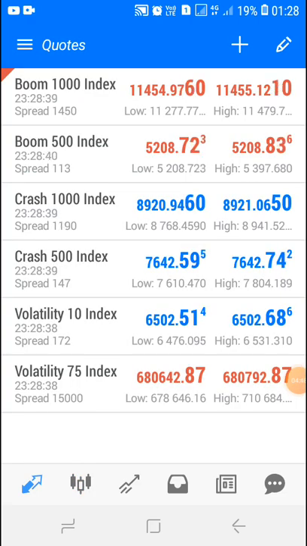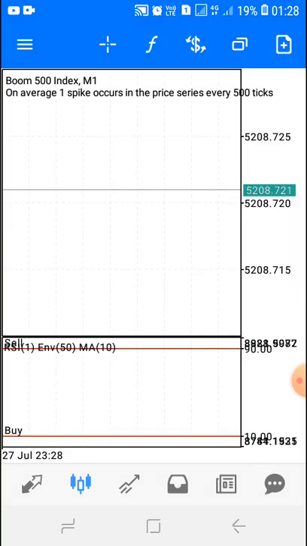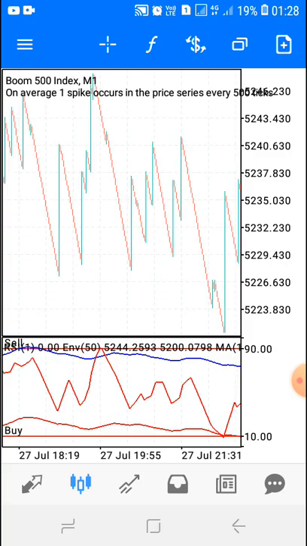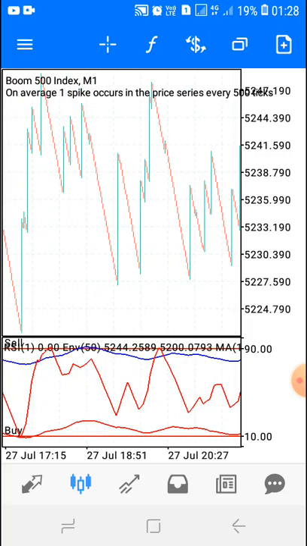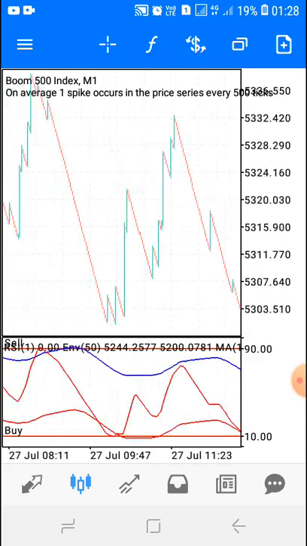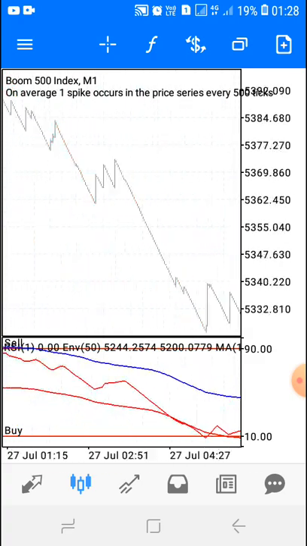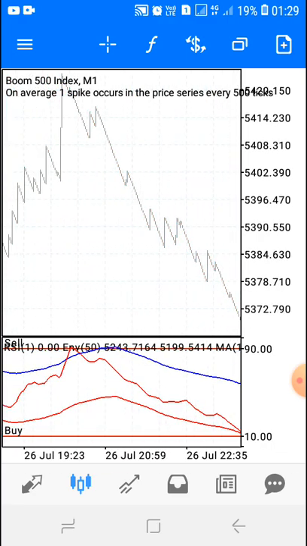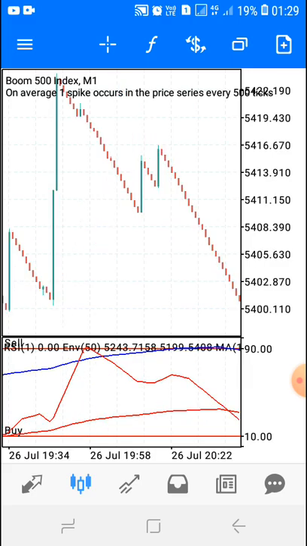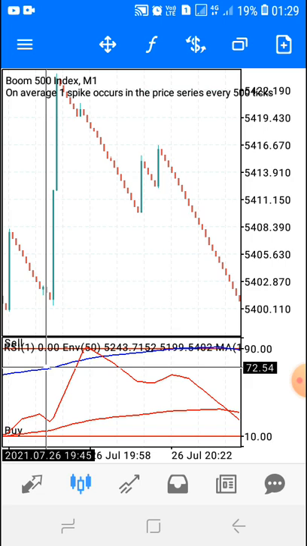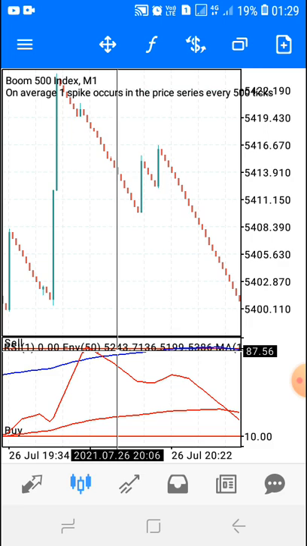Now let me just go to Boom 500, okay? So you can see on Boom 500, right? What's happening? We have our envelopes, right? And we have our moving average and the RSI at the bottom. So you can see that the moving average likes to repaint, right? You can see it's repainting. But this one over here didn't repaint, right? So we have our moving average. When the moving average goes outside the envelopes, the blue one at the top, you take a sell, right?